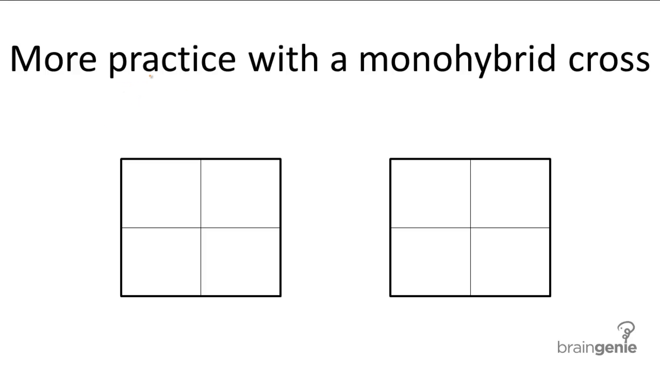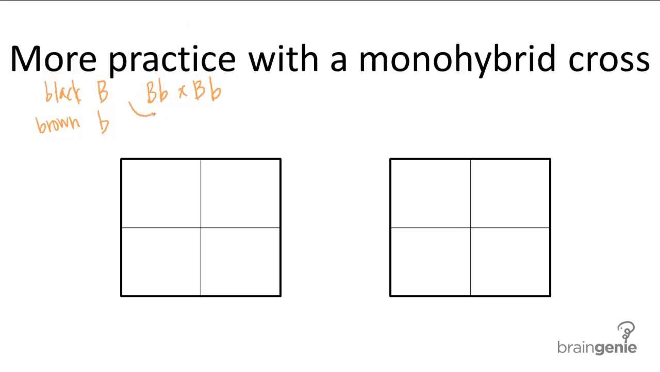So let's start with the first part of this statement. Two dogs, both heterozygous for fur color. To simplify things, let's just say there's only the black fur allele, big B, and the brown fur allele, little b. And if both dogs are heterozygous, the cross looks something like this.